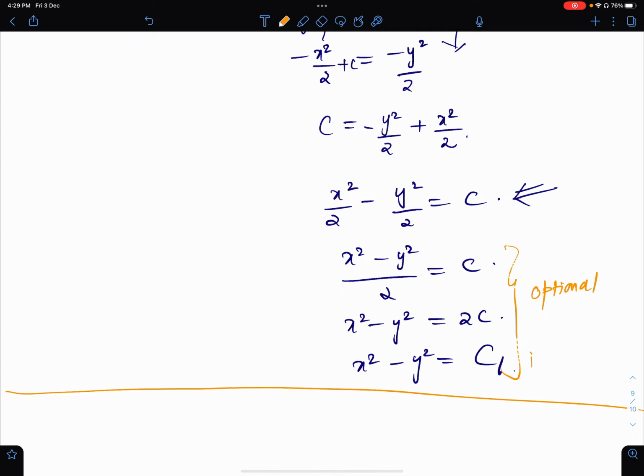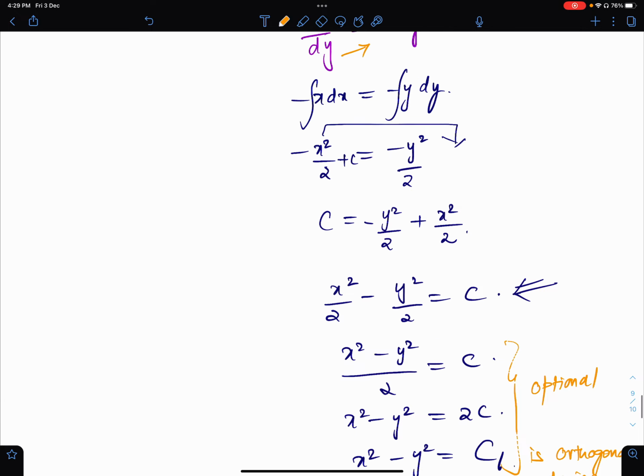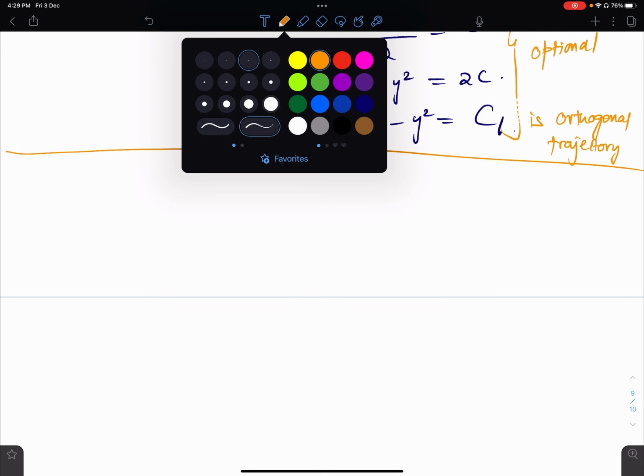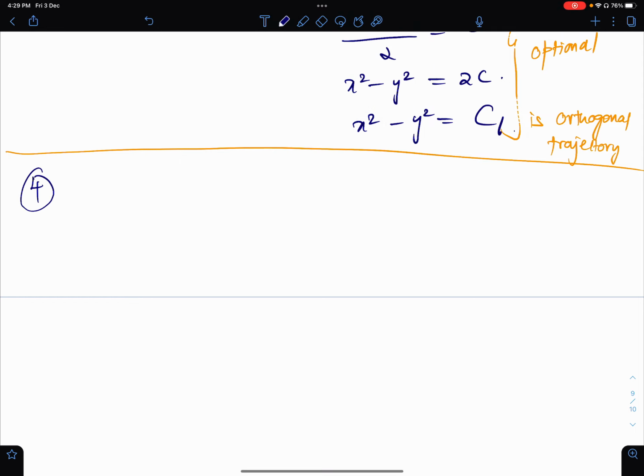So this is the orthogonal trajectory. So this is the third question. So the fourth question. So what is the fourth question? The fifth question is a little bit lengthy because that will come under the homogeneous differential equation.